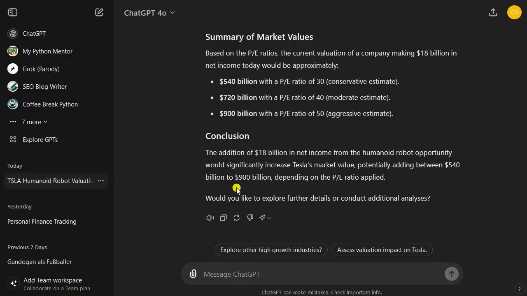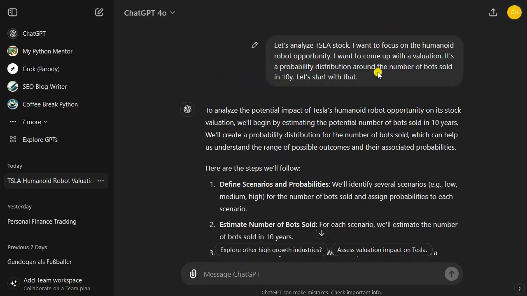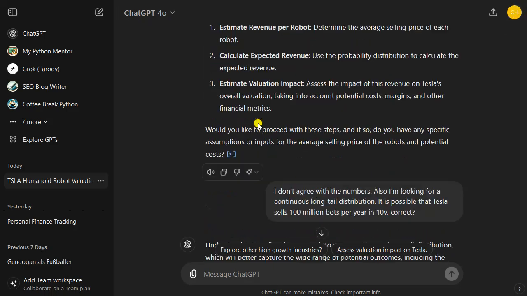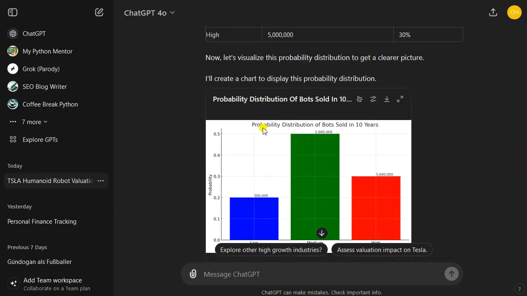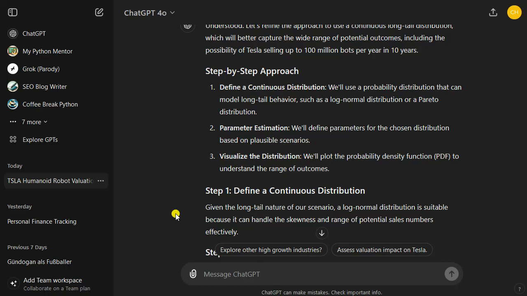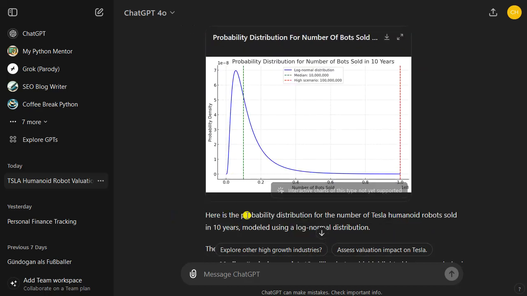Okay, so I used ChatGPT to give a simple valuation based on this idea of expected value. Let's analyze the Tesla stock. First it tried to give me a kind of low effort probability distribution, right? But I didn't want such a coarse-grained probability distribution. I wanted to have something like this.